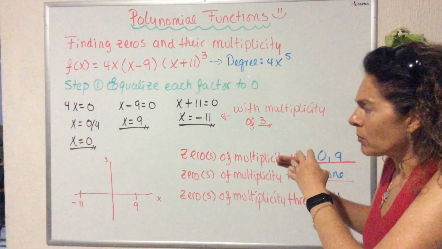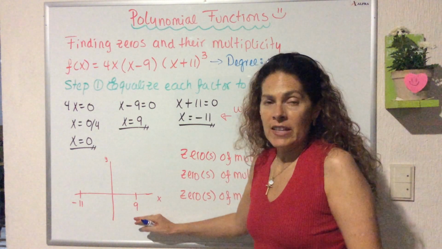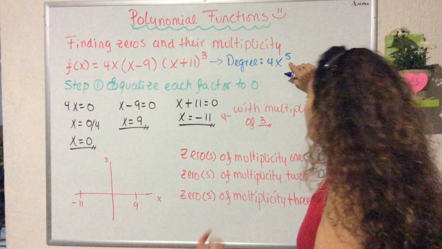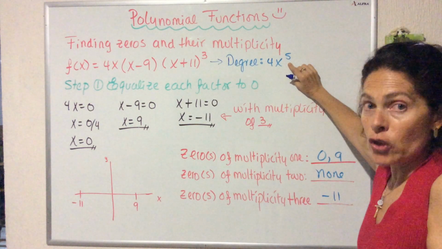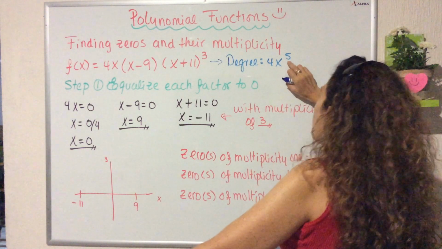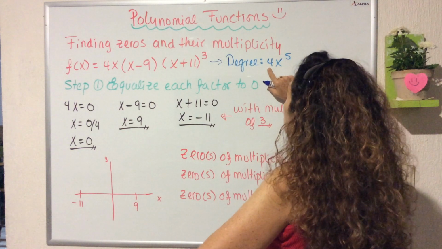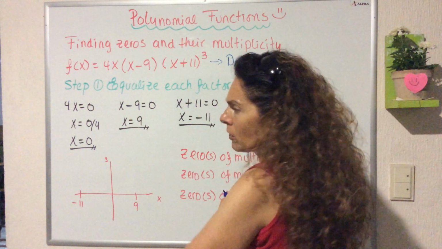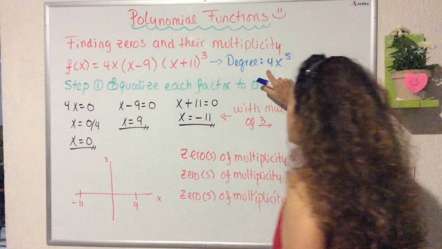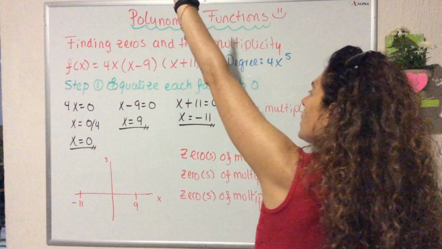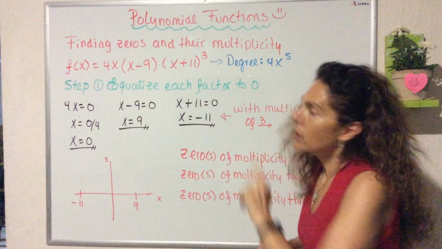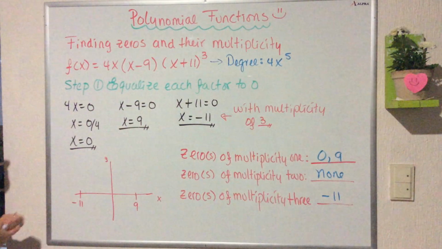But apart from that, I want you to start understanding how to plot the graphs. And check which is the degree? 5. As 5 is an odd number, remember, when it is an odd number and the leading coefficient is positive, it falls to the left and it rises to the right. If the leading coefficient were negative, it rises to the left and falls to the right. Okay? Now, let's start plotting the graph here.